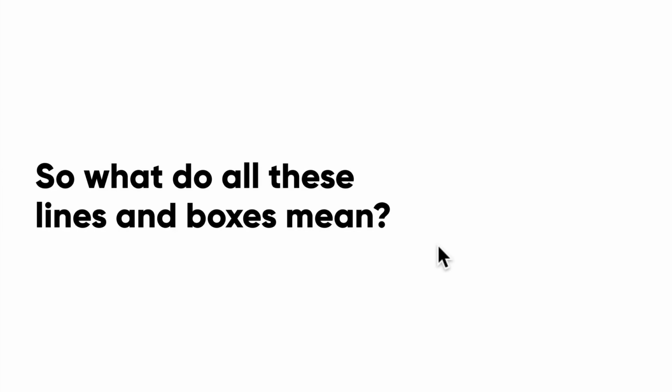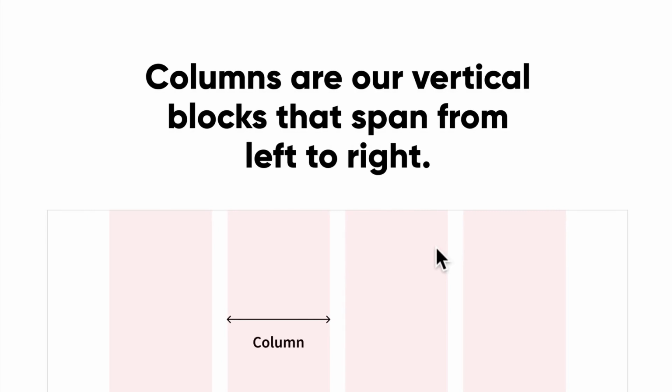Next is layout. So what do all these lines and boxes mean? What are they? These are some questions you may be asking. Let's talk about the anatomy of a grid. All grids are made up of 3 key things: columns, gutters, and margins. The first one is columns. Let's cover that. Our vertical blocks right here that span left to right.